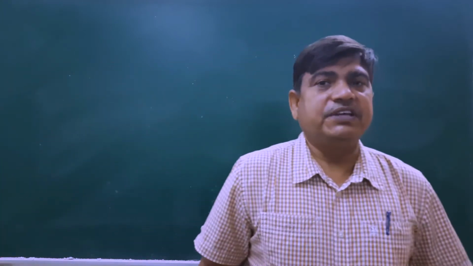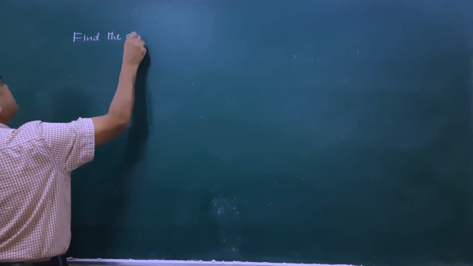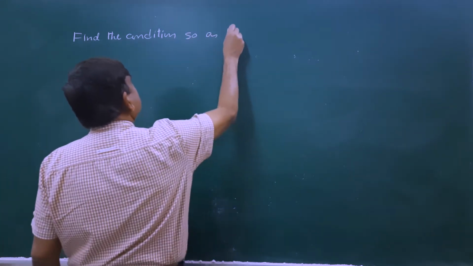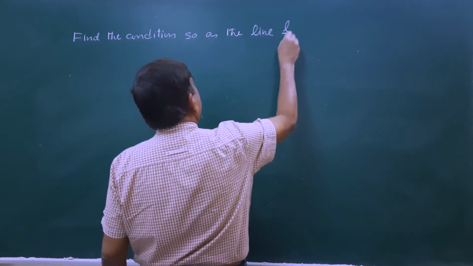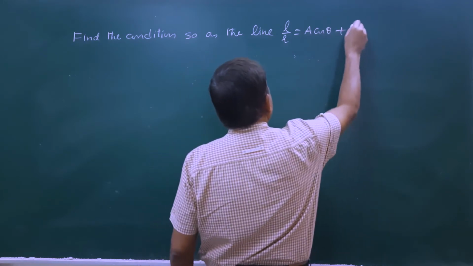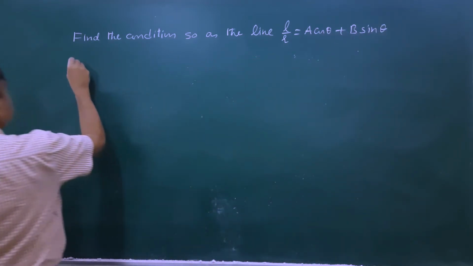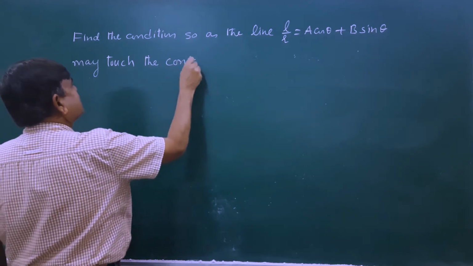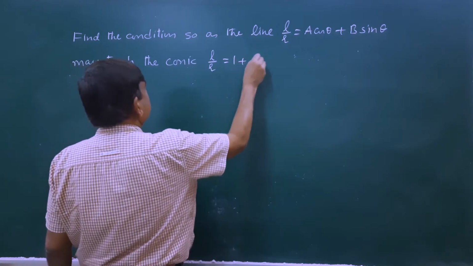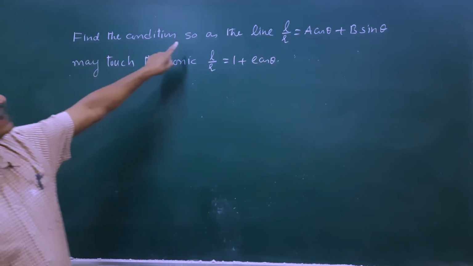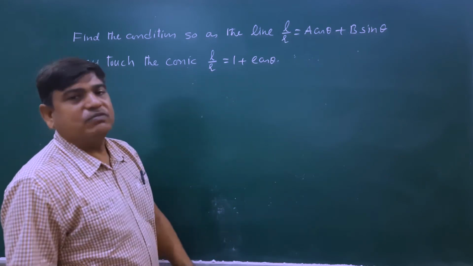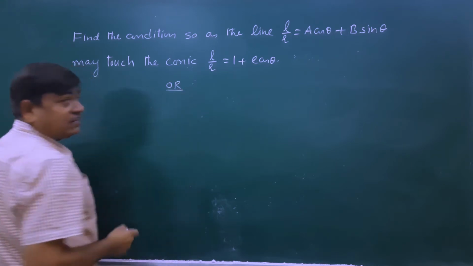Now we solve one particular question based on this article. Find the condition so as the line L upon R equals A cos theta plus B sin theta may touch the conic L upon R equals 1 plus E cos theta. This question may be asked in another form.